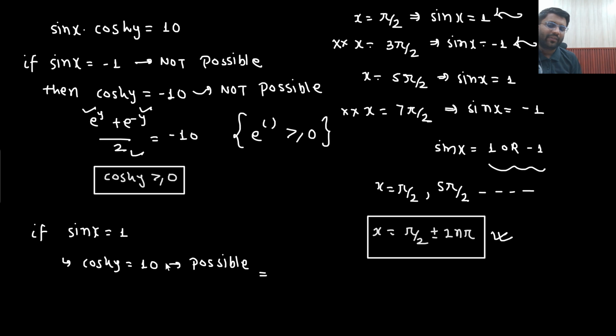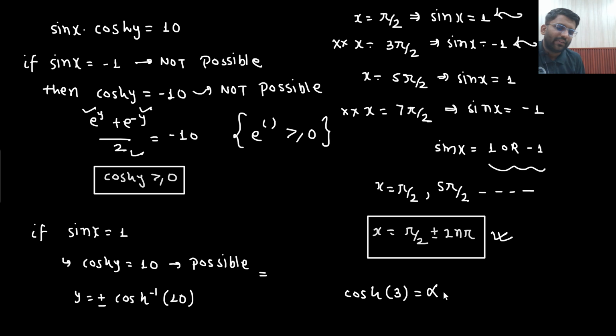And so cos hyperbolic y equals to tan, then y could be equivalent to cos hyperbolic inverse tan. This is not correct. Plus minus sign will also come here. Look, let's just say I say one thing, that cos hyperbolic 3. I don't know what is the value of cos hyperbolic 3. Let's just say that value is some alpha I am getting. Cos hyperbolic 3 is some alpha. What will be the value of cos hyperbolic minus 3?